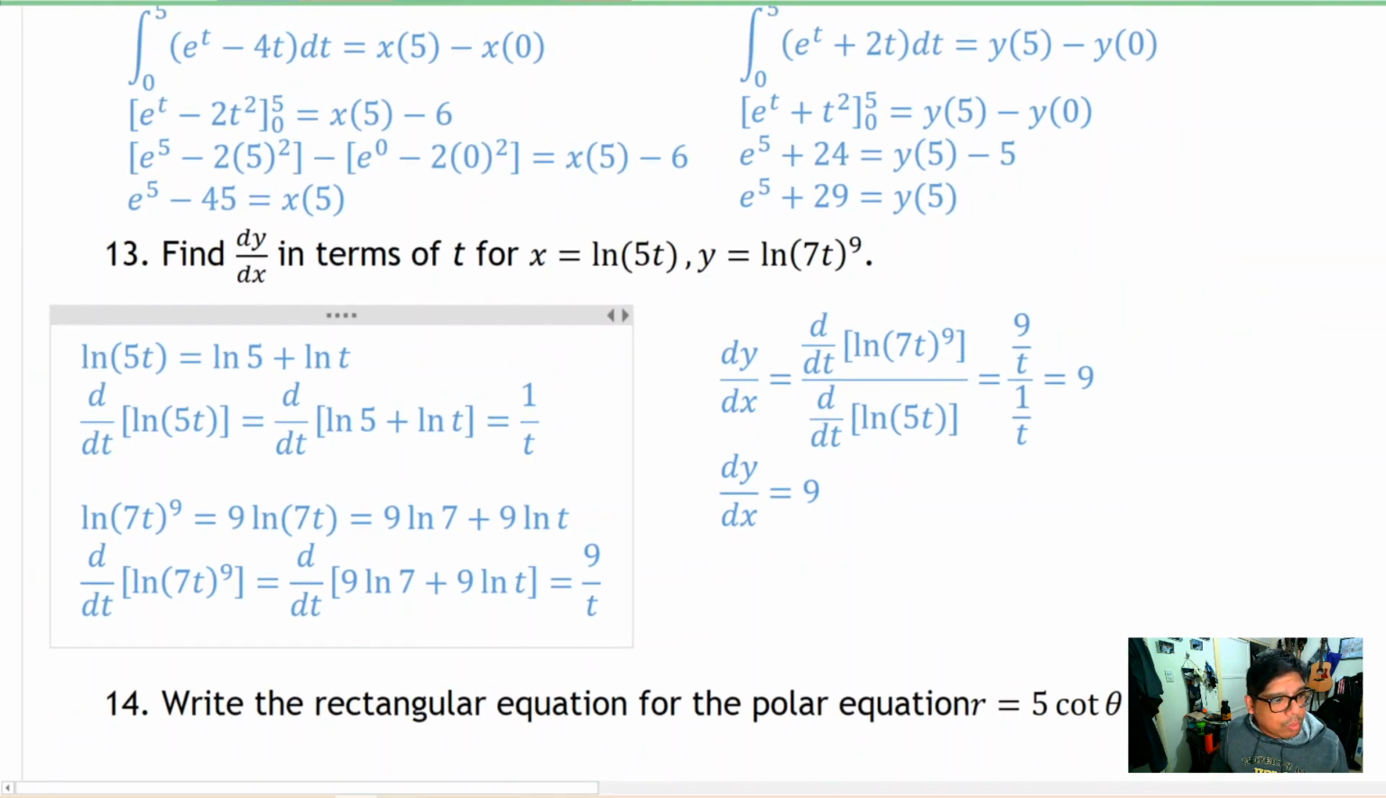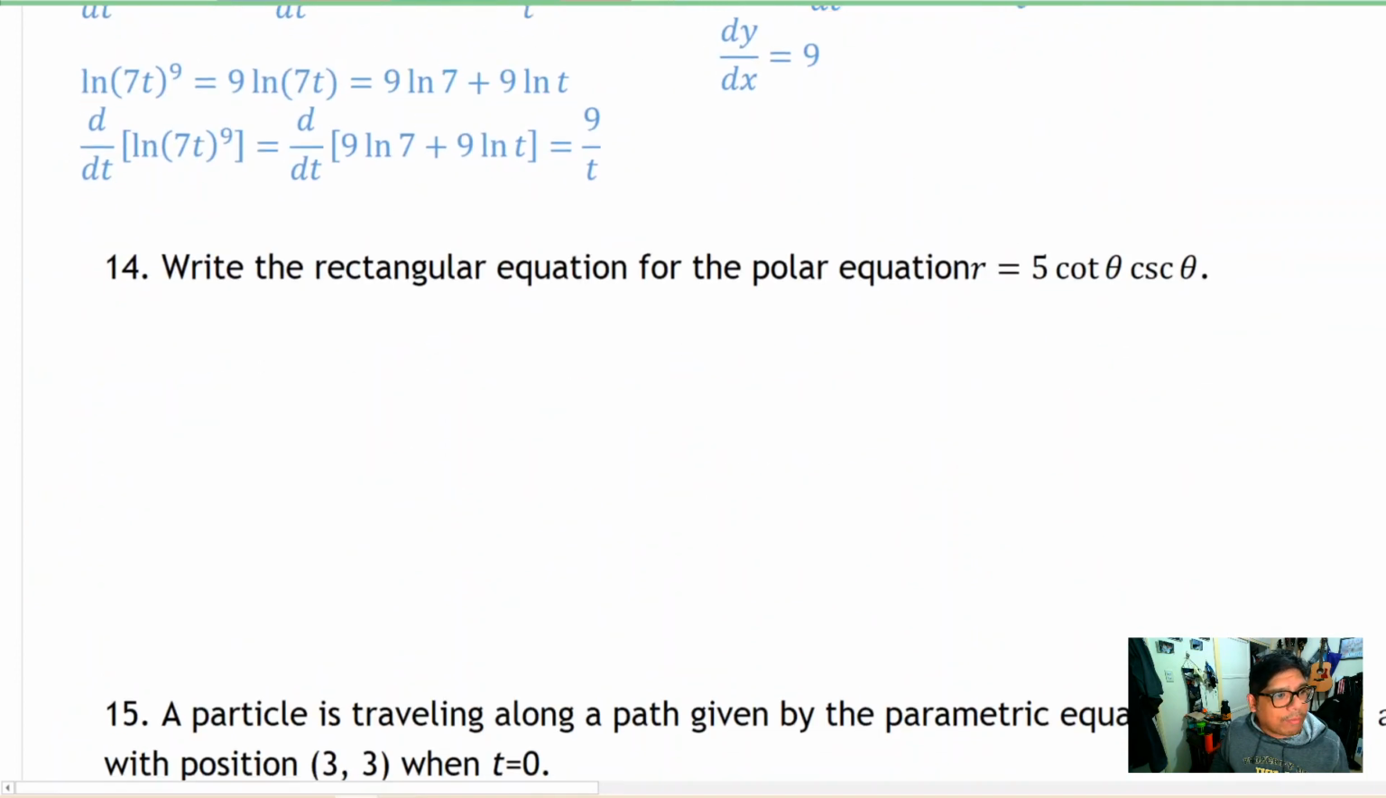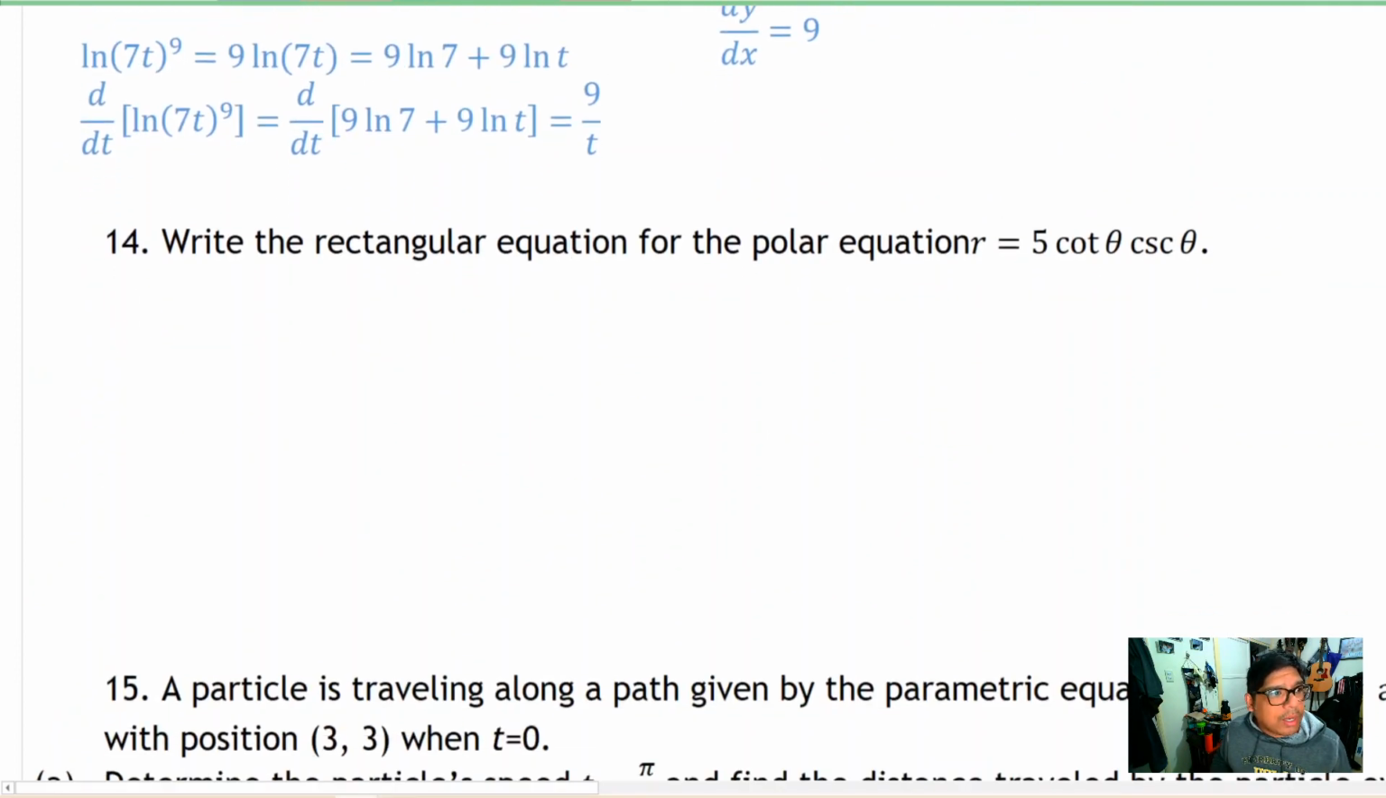All right, one more to go in this video. We've got the rectangular equation for the polar equation r equals 5 cotangent cosecant theta.